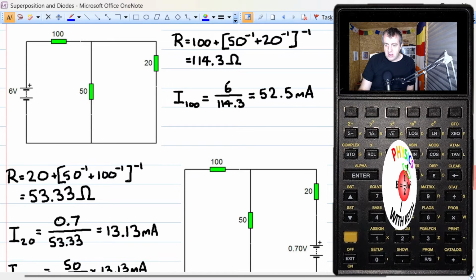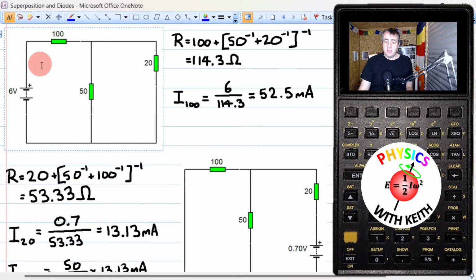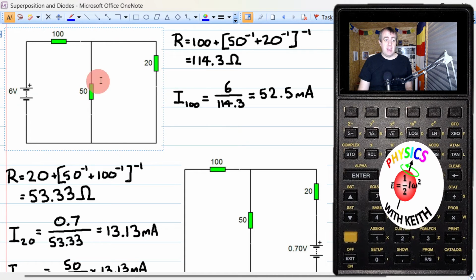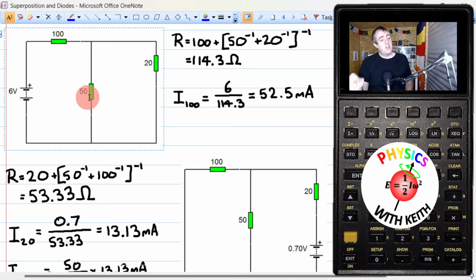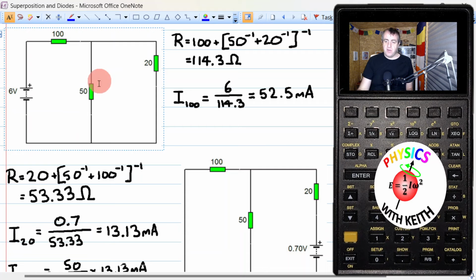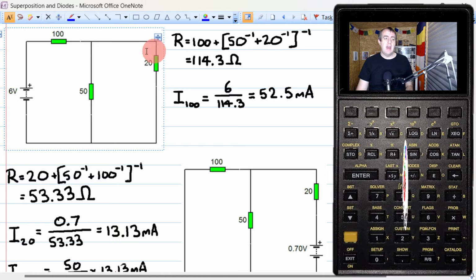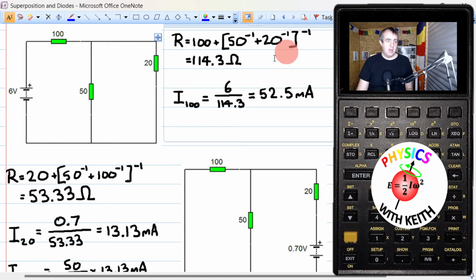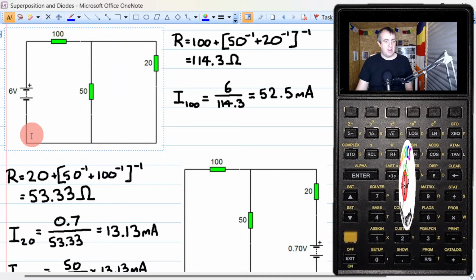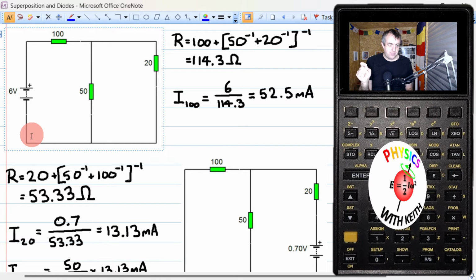So here are our two circuits. Starting with the top circuit, the combined resistance is just going to be 100 ohms plus, now careful, because these are in parallel with each other. So the resistance is the reciprocal of the sum of the reciprocals. So 50 ohms, take the reciprocal, plus 20 ohms, take the reciprocal, and then take the reciprocal of both of those. So the resistance of this network between this point and this point is 114.3 ohms.